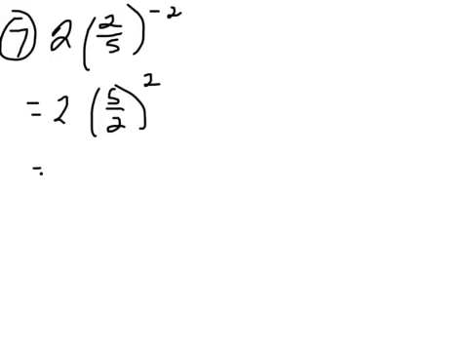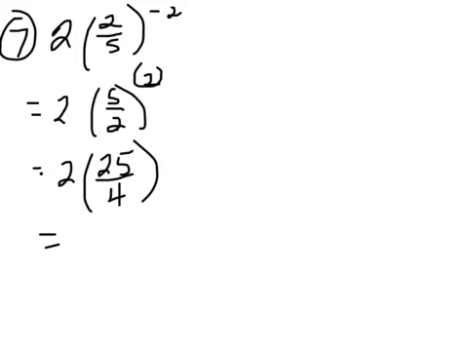So now what I have is 2 times (5/2) squared. Now the square goes with the numerator and it goes with the denominator. So 5 squared is 25, and then the 2 on the bottom squared is 4. So I have 2 times 25 over 4. Remember, you can look at this 2 as 2 over 1.